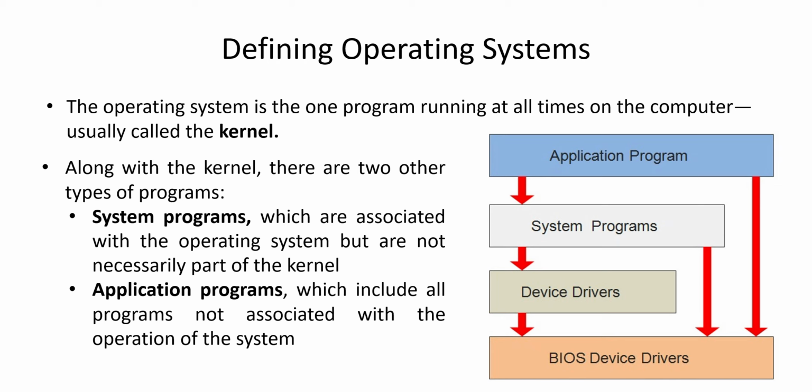Now, along with the kernel, there are two other types of programs worth distinguishing. System programs are associated with the operating system, but they are not necessarily part of the kernel itself. Think of utilities and background services. Application programs, on the other hand, include all programs not associated with the operation of the system itself. These are the everyday apps you and I use, like a browser or word processor. So remember this hierarchy. Hardware at the bottom, the kernel directly above it as the true always running core, and the system and application programs built on top.